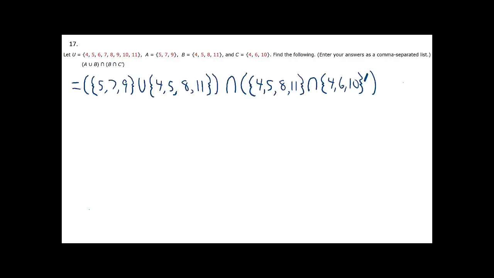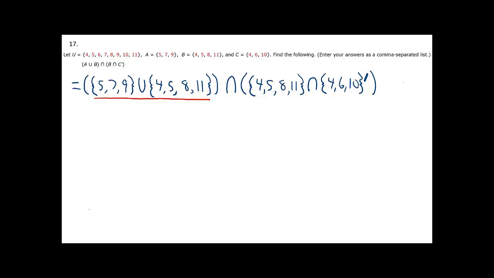So I just write everything out. A is a set containing 5, 7, and 9. B is the set containing 4, 5, 8, and 11, and it actually appears in 2 places. And C is the set containing 4, 6, and 10, and there's actually a complement, so I'm just going to symbolically write the accent mark, which indicates I still have to take the complement of it, and I'll just make an extra step out of that. So taking an extra step, I'll get that eventually.